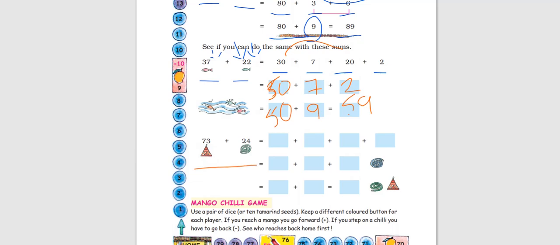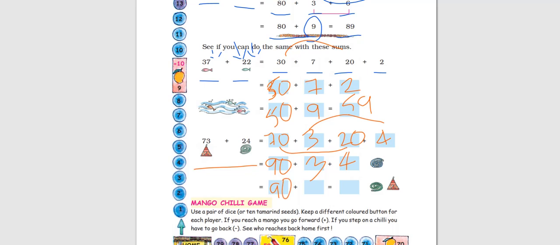The next one, 73 plus 24. How do we write this? 73, you have 7 in tens place, so let's write 70, and 3 ones in ones place, so you have 3 there. 24, you have 2 in tens place, that is 20, and 4 in ones place, so 4. Now let's add up the tens. 7 tens and 2 tens is 9 tens, so 90. Let's add up the ones, 3 and 4.